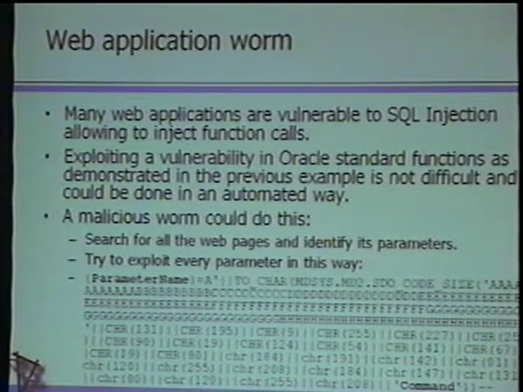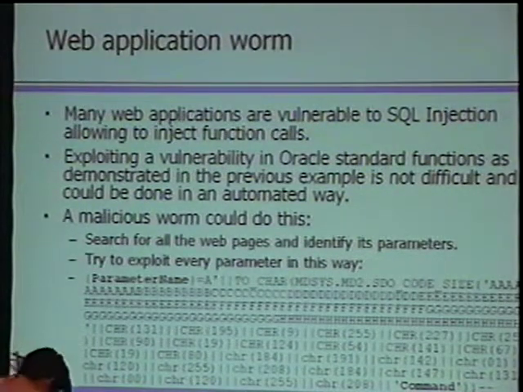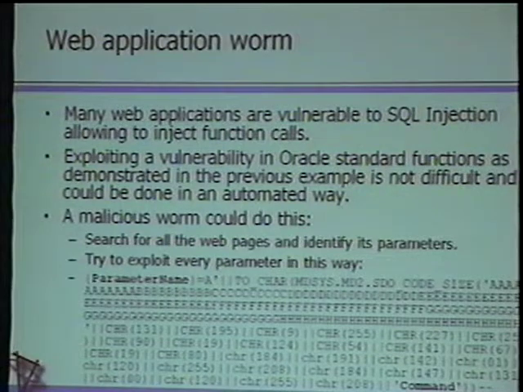Using this kind of vulnerabilities, a web application worm could be created that could be very dangerous to web applications, because there are many web applications that are vulnerable to SQL injection attacks and exploiting vulnerabilities in Oracle standard functions. The worm can propagate. For example, what the worm can do is search for web pages and try to exploit all the parameters.